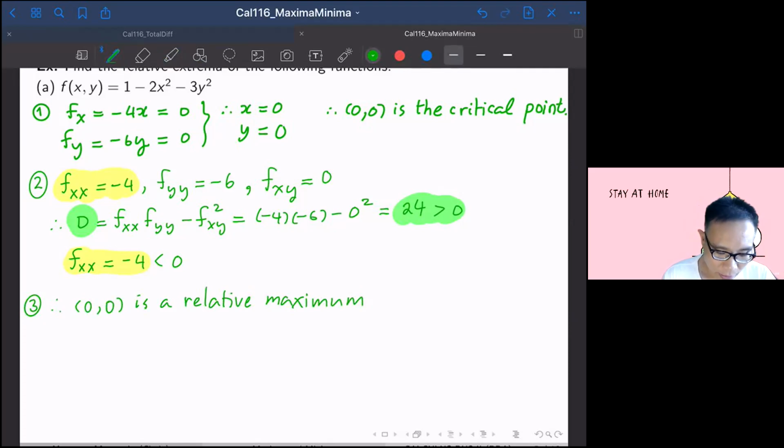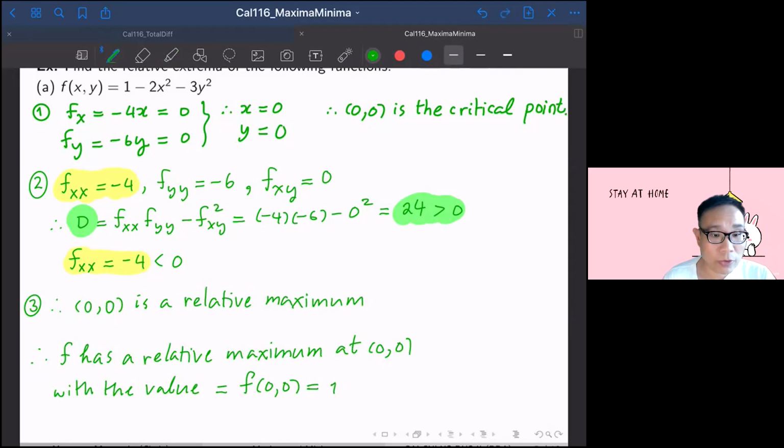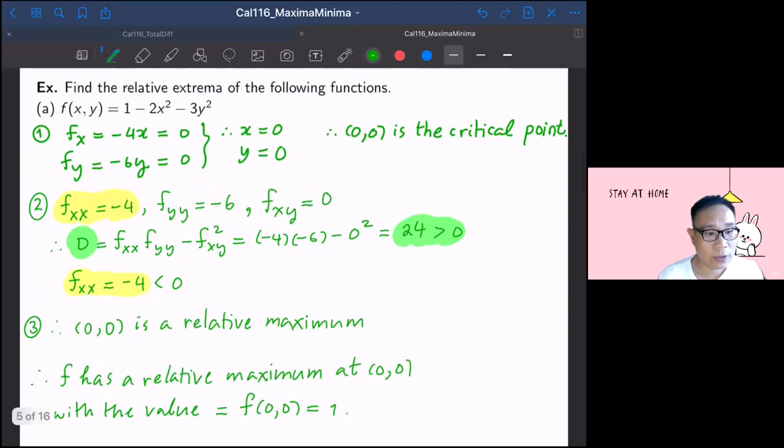The conclusion is that f has a relative maximum at (0, 0) with the value equal to f(0, 0). So it's going to be 1 minus 0, so f(0, 0) equals 1. Okay, so that will be the conclusion for this one.